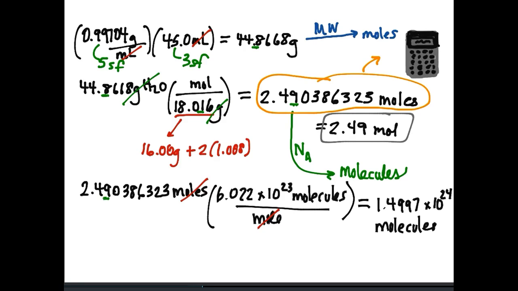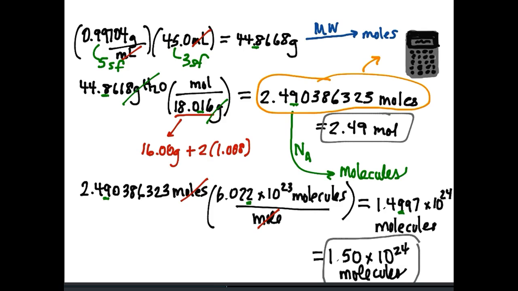Now it's a really big number, and it should be, because you should have a lot of molecules in 45 mLs of water. So for sig figs, I know that my moles had 3 sig figs, and Avogadro's number from the sheet has 4. And therefore this is accurate to 3 significant figures, 1.50 times 10 to the 24th molecules.